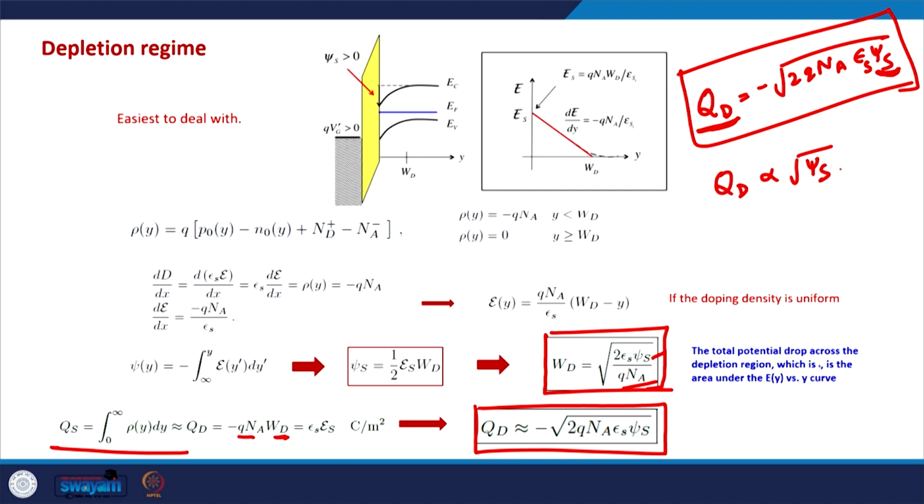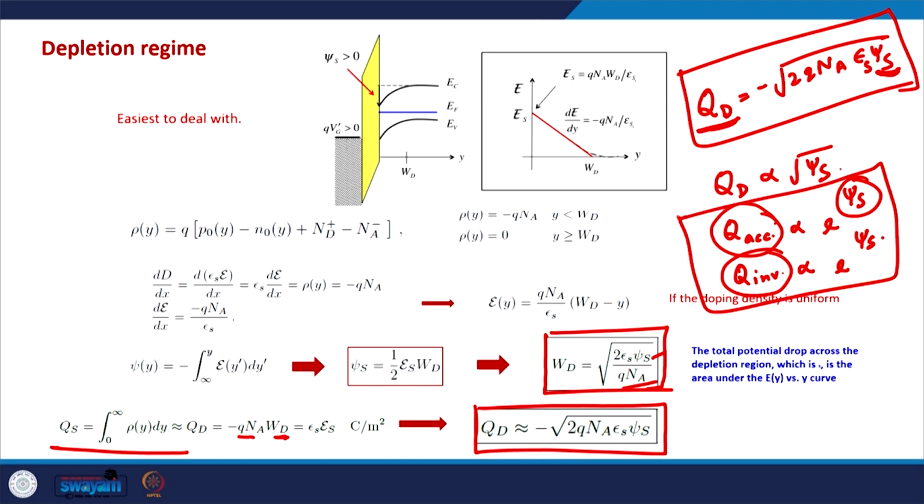However, in accumulation, when we apply a negative voltage, Q in the accumulation region will be exponentially related to the surface potential, and also in the inversion region, because in inversion also it is the electrons, it is related to the amount of band bending, and psi s is directly related to the band bending. The accumulation and inversion charge is the charge because of the mobile carriers. So that is why they are exponentially related, but the depletion charge is related in this way. So just take a note here about the accumulation and the inversion charges.